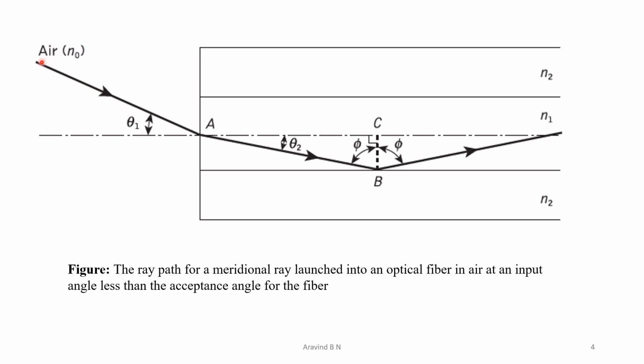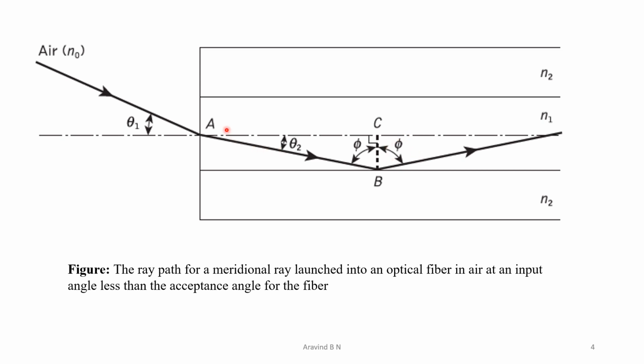The light is entering from the air medium into the optical fiber through the axis of the optical fiber, and we are going to consider that the refractive index of the air is equal to n0. The light is entering with an angle of theta 1, and here it is refracted at an angle of theta 2. After that it will undergo total internal reflection, then it will move out. So at this point the angle is phi, and here also the angle is phi.